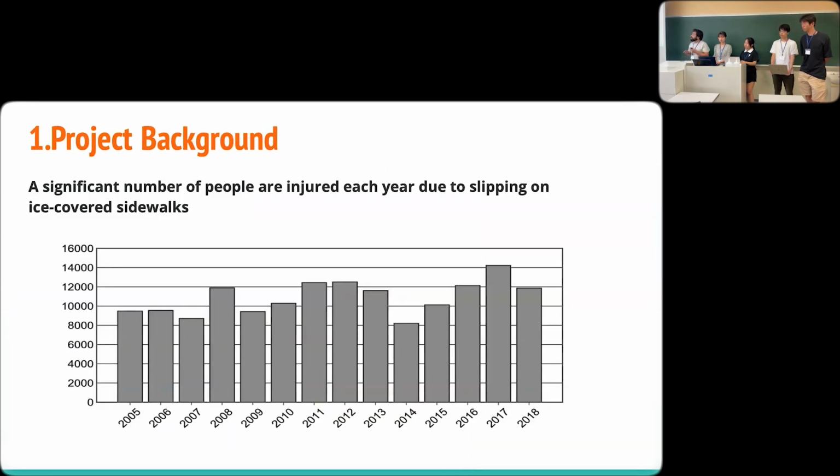This is some statistical data of Hokkaido, showing how many people are injured during the snow because of the snowfall, which is a huge amount of deaths. So we need to solve this issue.